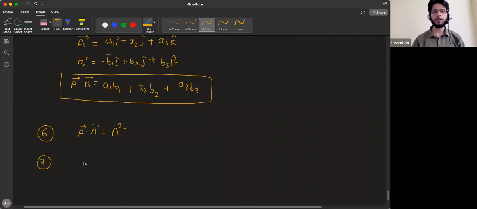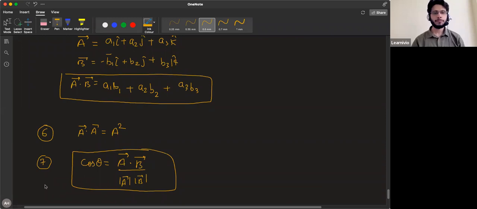Seventh thing is, if you have two vectors A and B, and I ask you to calculate the angle between them, then you can simply use this relation that cos theta is A dot B by mod A into mod B. Sorry, not mod of A dot B, mod A into mod B. We'll use these things in numericals.